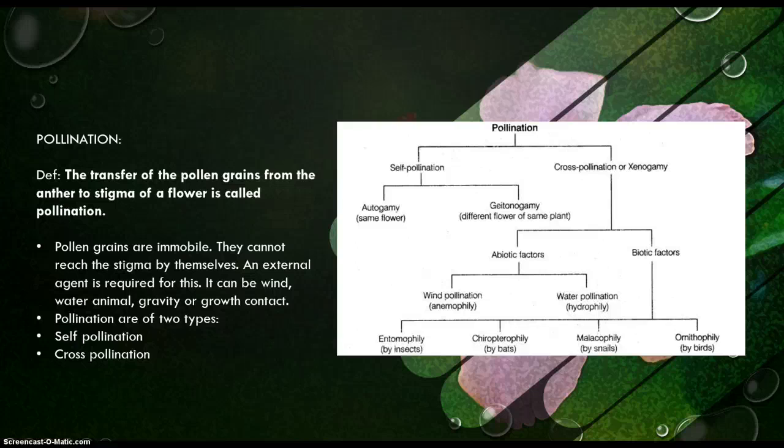And what is cross-pollination or xenogamy? It involves two different factors. One is the abiotic factor, one is the biotic factor. Abiotic factors involve wind and water. Wind pollination is known as anemophily, and water pollination is known as hydrophily. The biotic factors are many, some of them are given here. We'll discuss each of these processes deeply so that we can understand everything.